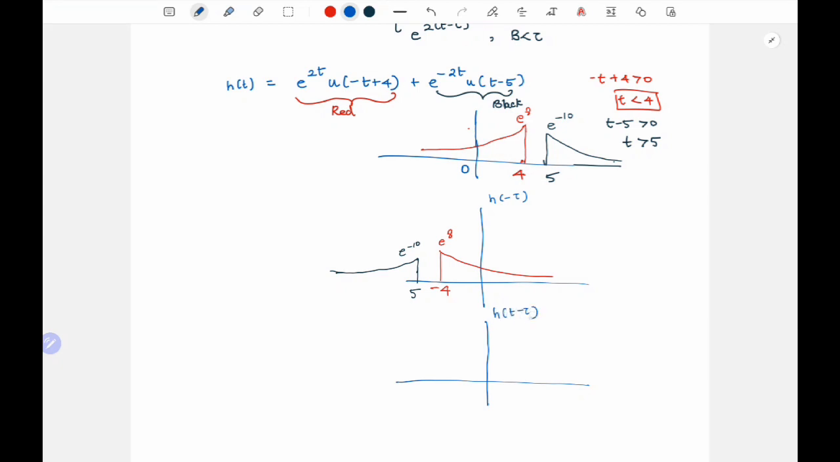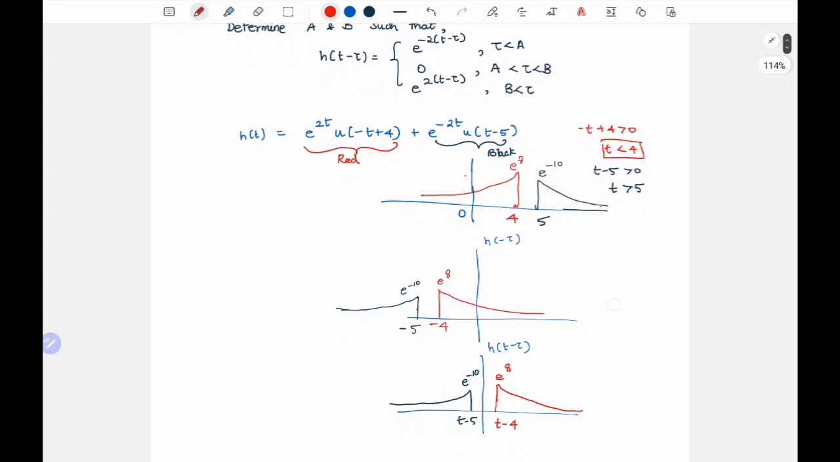So h of t minus tau. So the red one will actually be shifted to, what will this be? This will be t minus 4. And the black one will be t minus 5. So this is minus 5, right? Okay. And these ones also will vary accordingly. Right? This one will be same. So this will still be e power minus 10. And this will be e power 8.